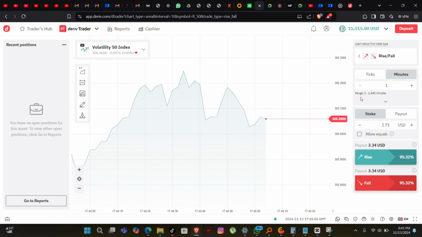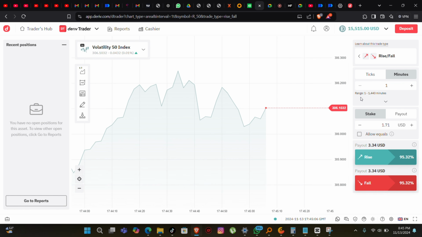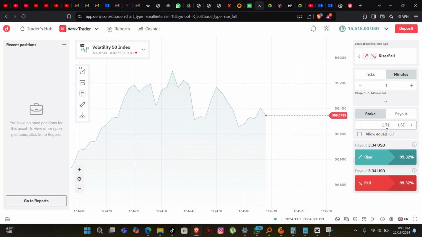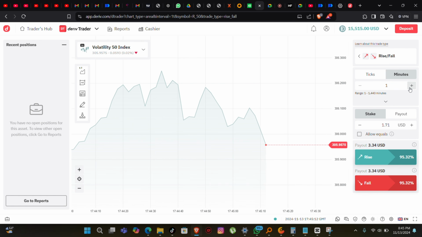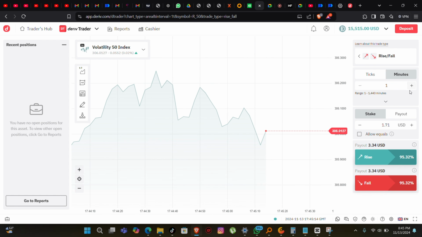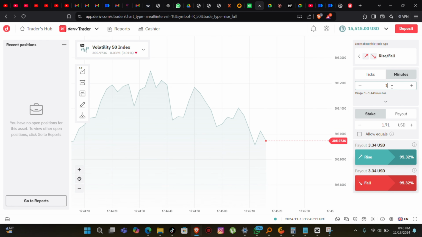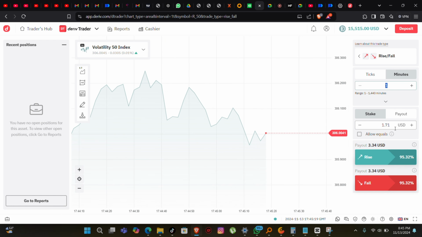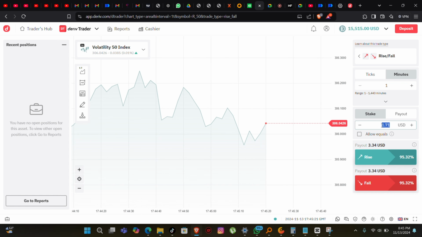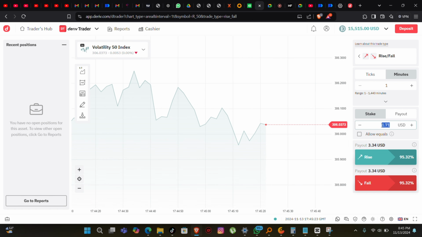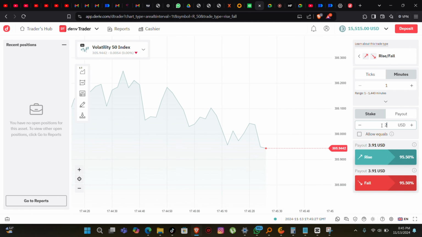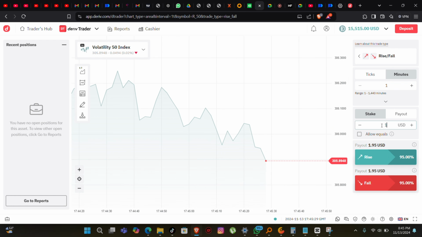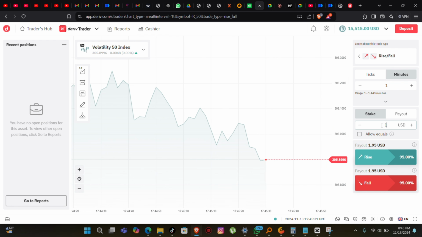So in this case we are at a disadvantage in that particular scenario. But assuming we are doing this, then you can set your time frame to 1 minute. So if you are setting your time frame to 1 minute, then this is where you set your stake. So you can set, assuming you have like 10 USD, you can set like 2 USD, depending on your risk tolerance.